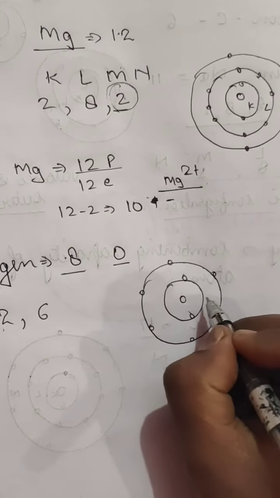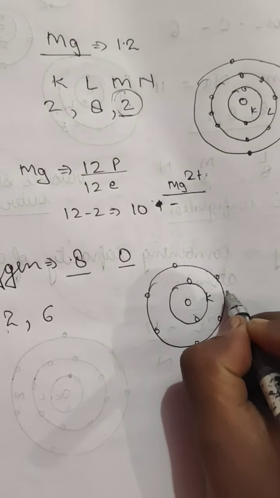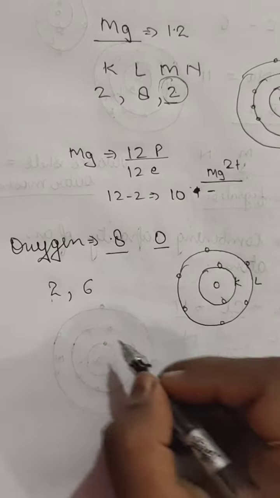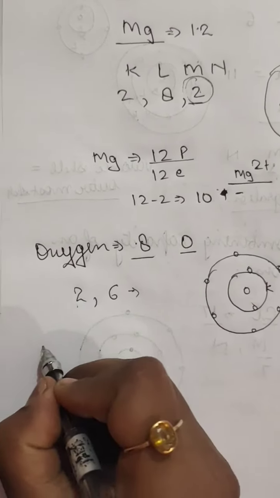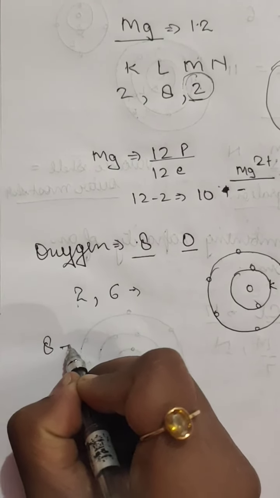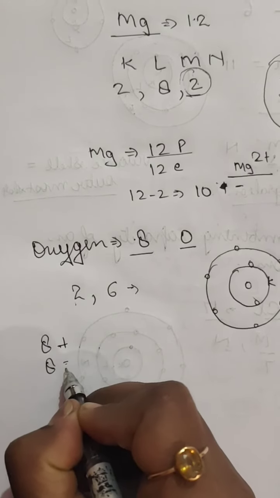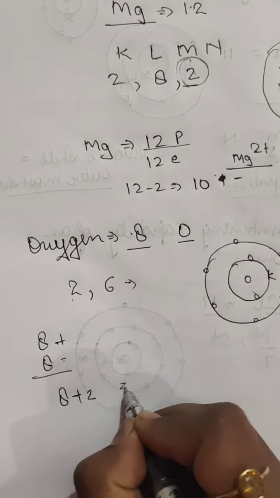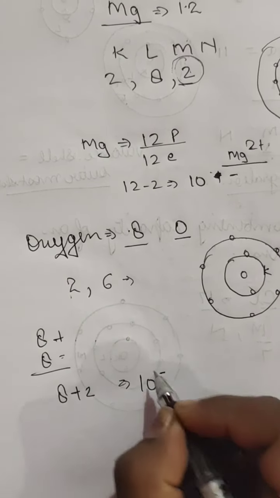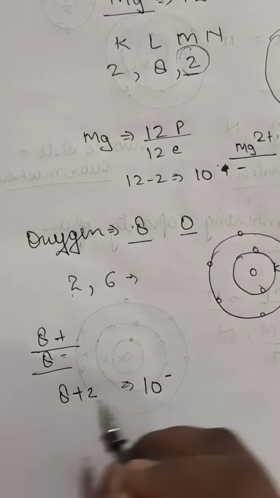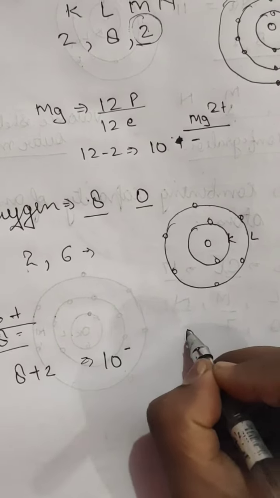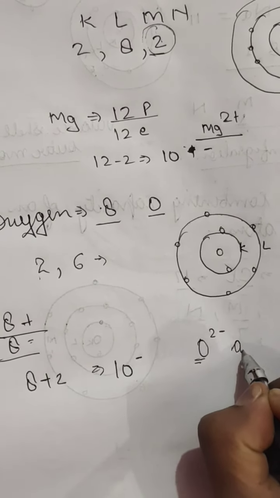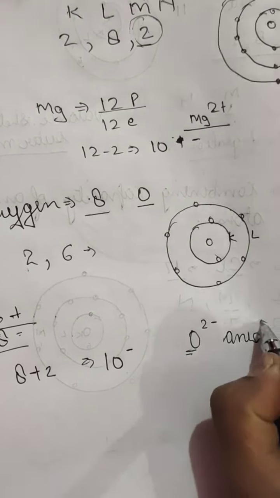Okay, so this is the K shell and this is the L shell. Now oxygen needs 2 electrons to complete its octet structure. It has 8 positive charge and 8 negative charge. But when it gains 2 electrons, it will have 10 negative charge and only 8 positive charge. So the oxygen ion will be a 2 negative ion. This is the anion, the oxygen anion.